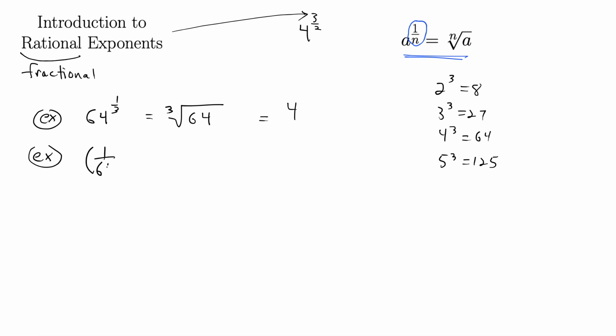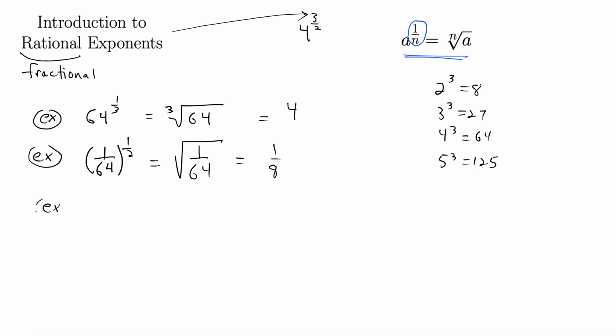1 over 64 to the 1/2. Well, this is simply the square root of 1 over 64. Well, 1/8, right? And so on, right? We can keep going through these, and we will.